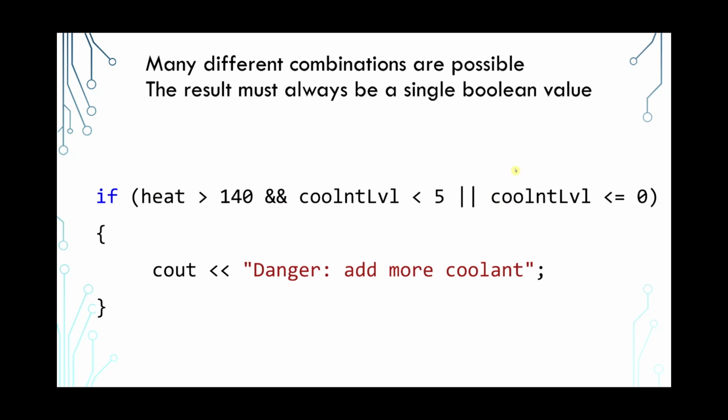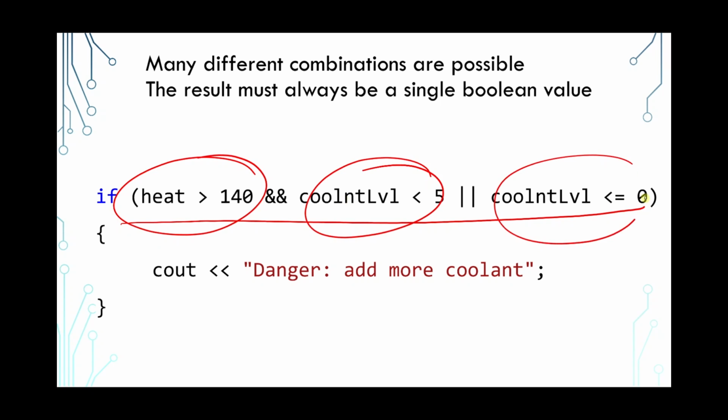So many different combinations are possible, but the result must always be in a single Boolean value. So you can't check these. You do this one, then this one, then this one, then apply them from left to right. So this one, is height greater than 140? You would evaluate that to true or false. Then you do this one, true or false. Then true or false, whatever that is.